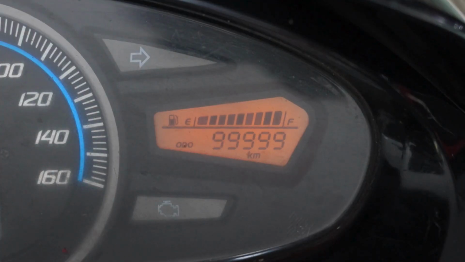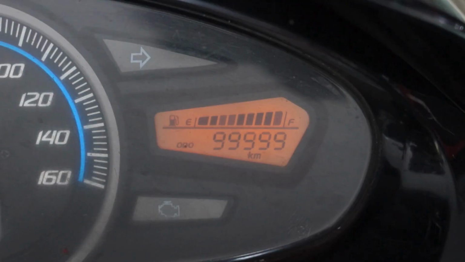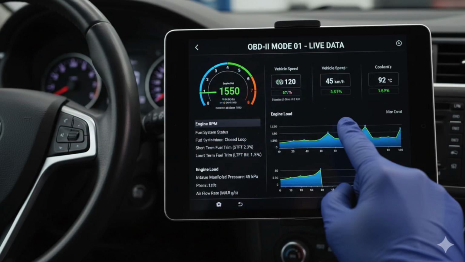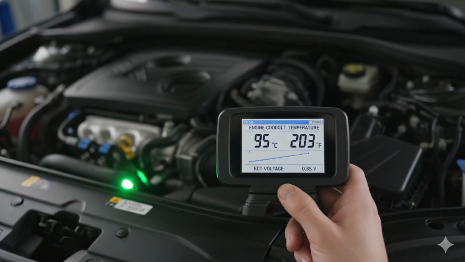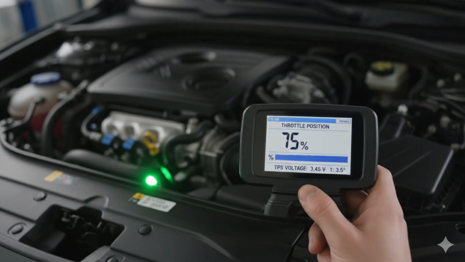Real-life use case. Let's consider a practical scenario. If a vehicle has poor mileage, we can use Mode 01 to analyze live data. We might observe abnormal readings in the mass airflow sensor, coolant temperature, or throttle position. By analyzing these values, we can quickly identify the root cause of the issue.